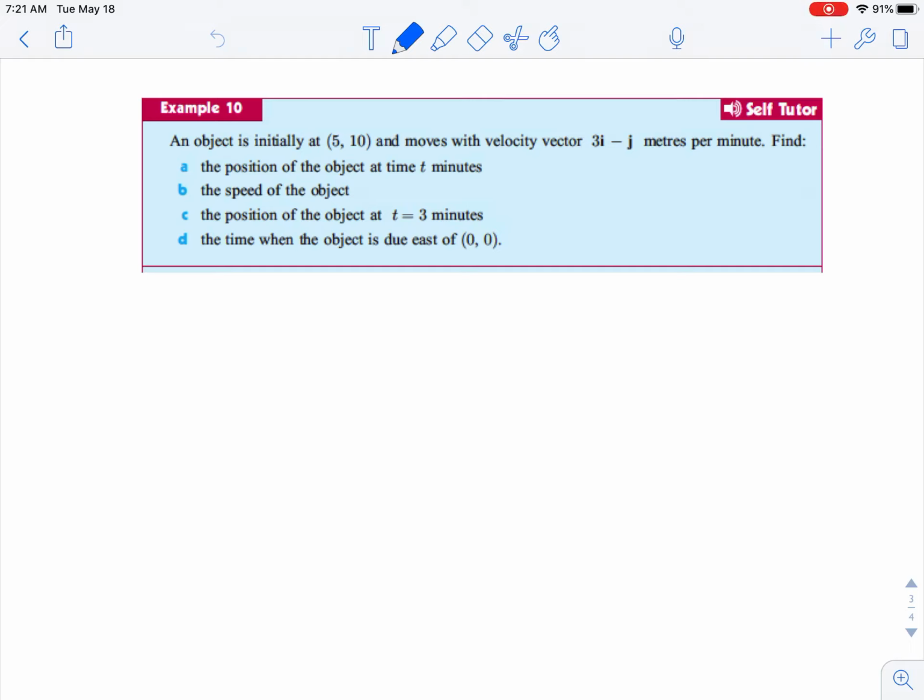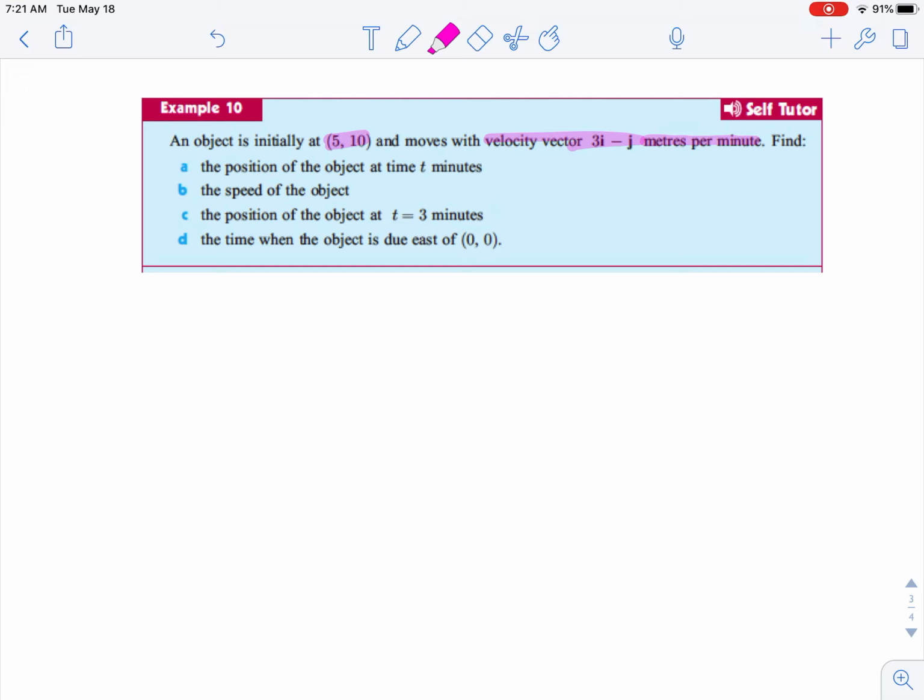This is video 3 for the notes that we're doing over constant velocity vector problems. So we're going to look at example 10 in this video, and this again describes the movement of an object, and it says the object is initially at the point (5, 10) and it moves with velocity vector 3i minus j. So they're just tossing in one where they gave it to you in unit vector form rather than component form. And notice that the units here are meters per minute.